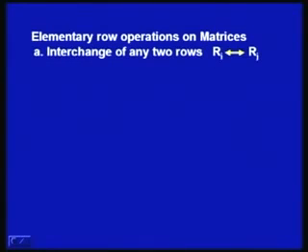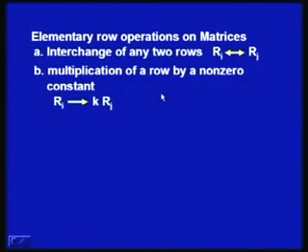So, correspondingly we have 3 operations. The first operation is interchange of any 2 rows. Symbolically we write Ri interchange Rj, that means the rows i and j are interchanged. The second operation is multiplication of a row by a non-zero constant. So, if k is non-zero, then the ith row is multiplied by k to give us the modified ith row.